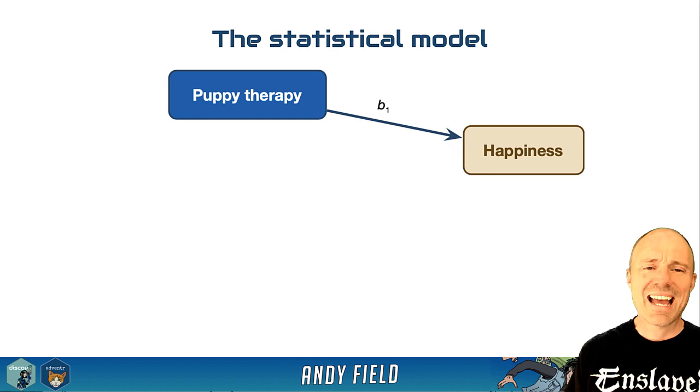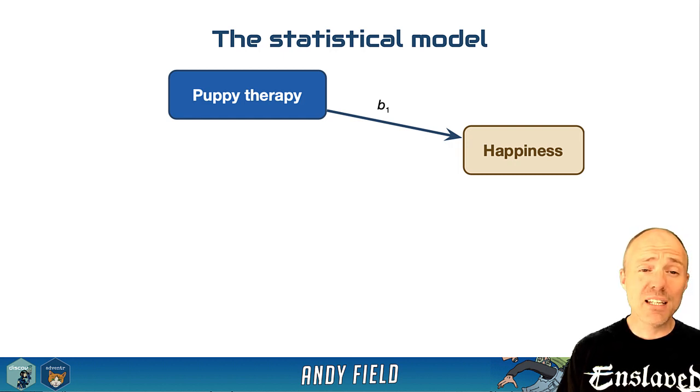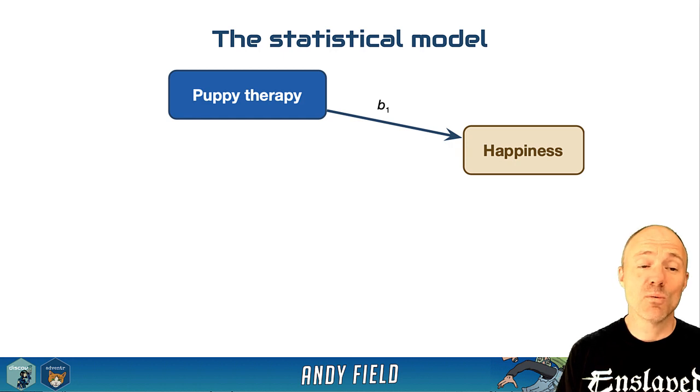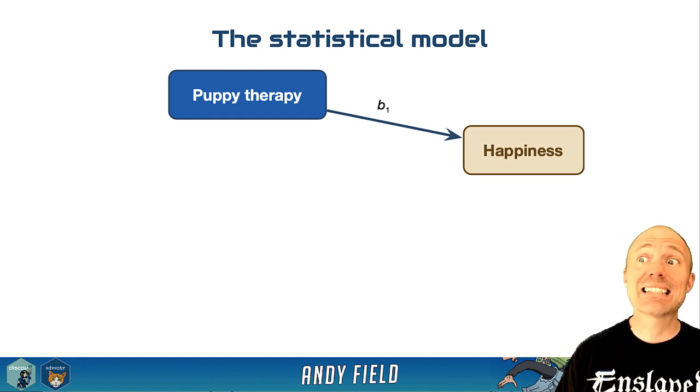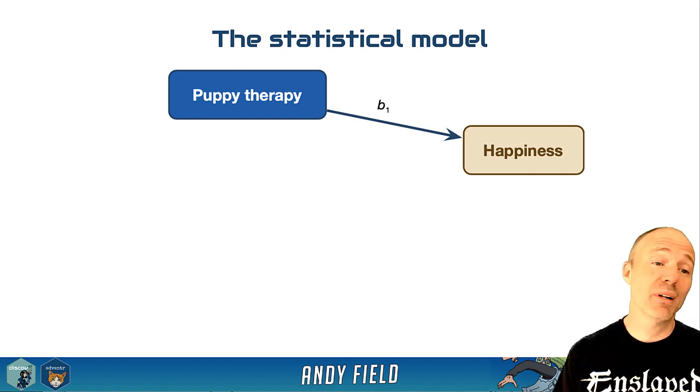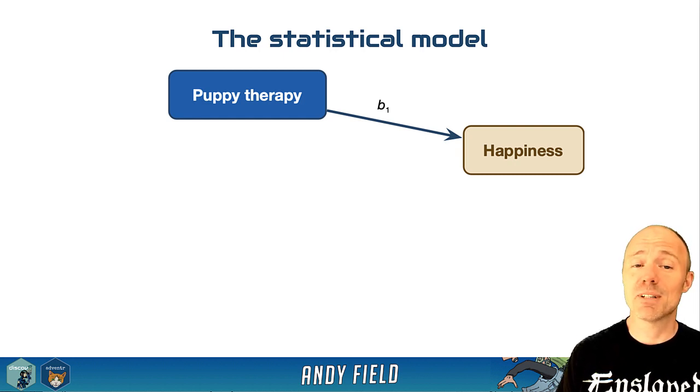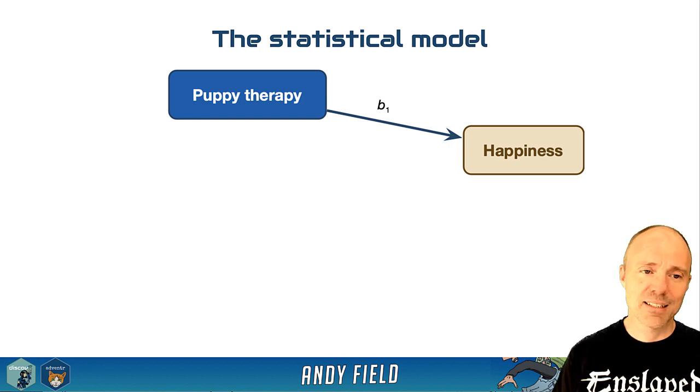So let's have a look at the statistical model that we're fitting. Now, in previous lectures, where we were just looking at puppy therapy as a predictor of happiness, our model in its simplest form looks like this. We just have an outcome of happiness, and we're predicting it from group membership, so which puppy therapy group you are in, and there's a parameter attached to that relationship, a beta, that we're trying to estimate.